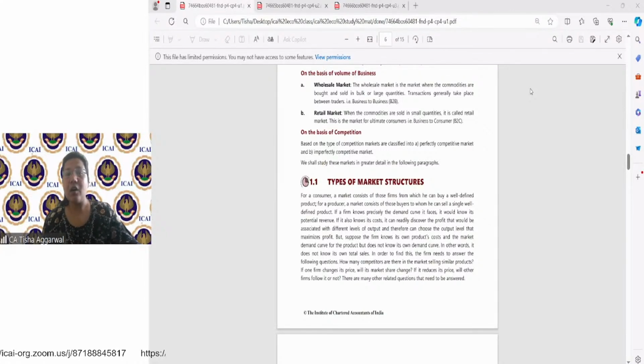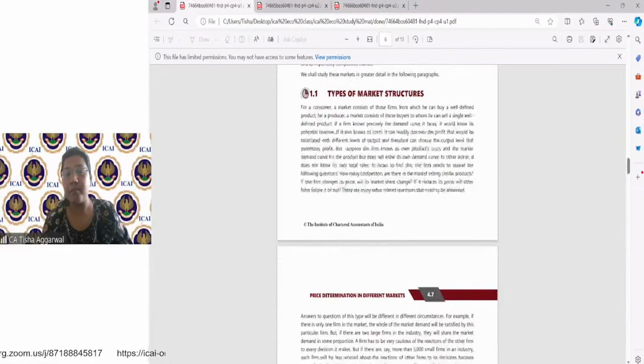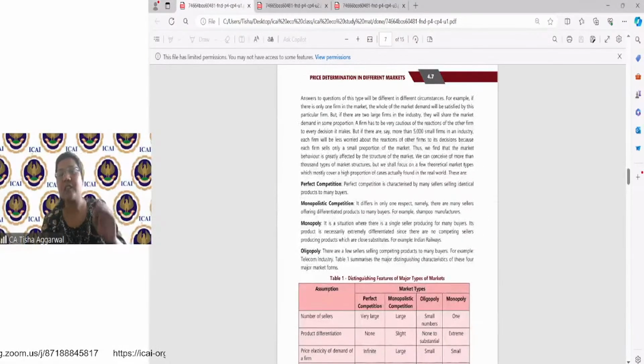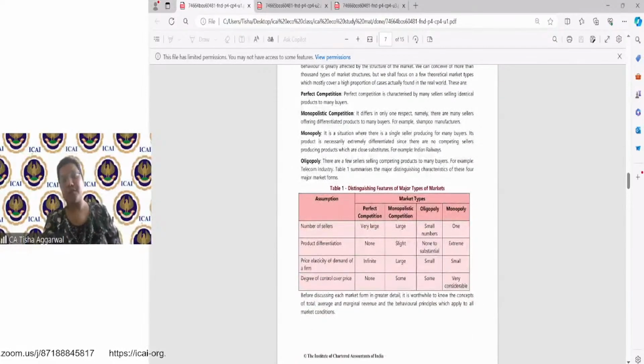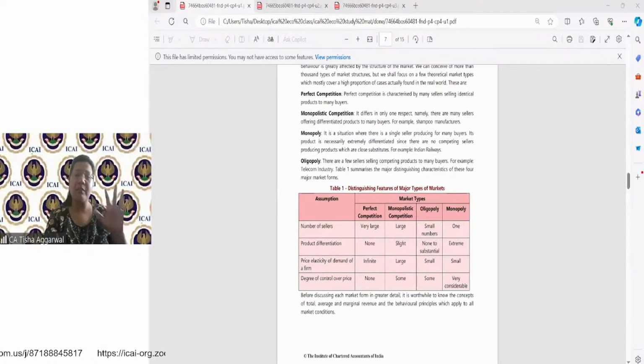Next is on the basis of competition. Very important. Now comes the important part. The types of market structure on the basis of competition. The first one is perfect competition. What is perfect competition? Perfect competition market is that market. Yukta, I'll take your doubt. Give me 5 10 minutes.